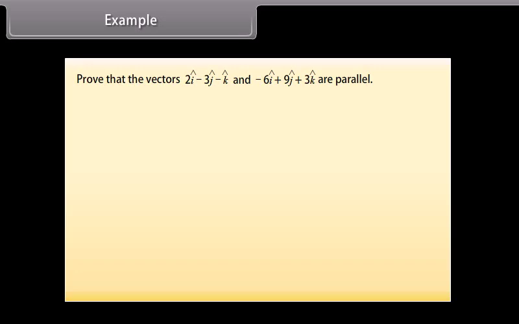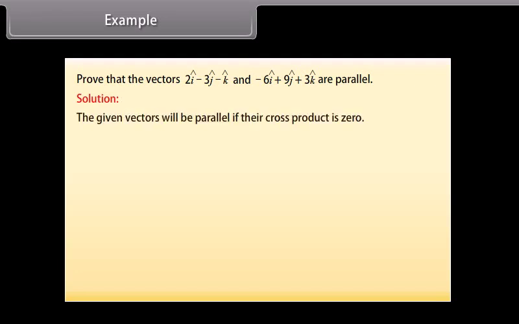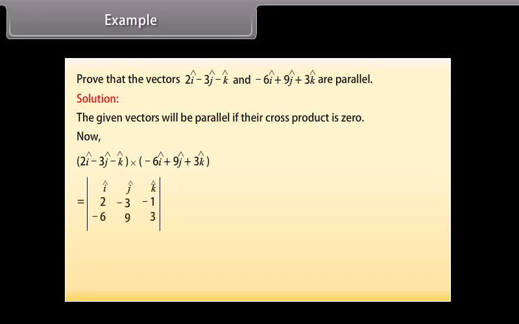Example. Prove that the vectors 2î minus 3ĵ minus k̂ and minus 6î plus 9ĵ plus 3k̂ are parallel. Solution. The given vectors will be parallel if the cross product is 0. Now, (2î minus 3ĵ minus k̂) cross (minus 6î plus 9ĵ plus 3k̂) equals the determinant of row-wise: first row î ĵ k̂, second row 2, minus 3, minus 1, third row minus 6, 9, 3, equals (minus 9 plus 9) î plus (6 minus 6) ĵ plus (18 minus 18) k̂ equals 0. Hence proved.